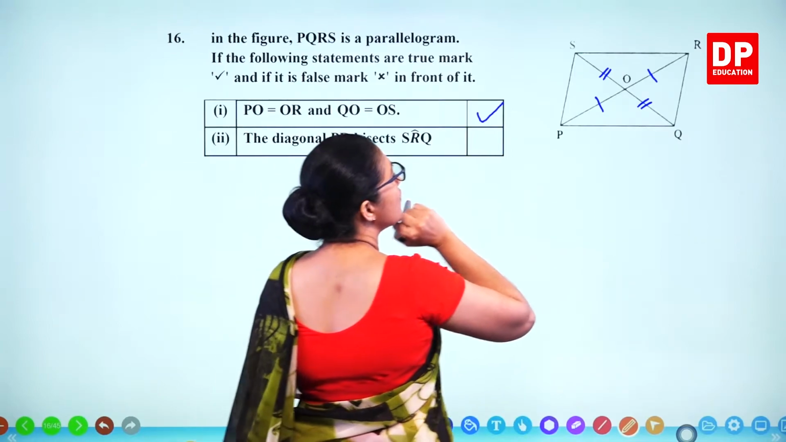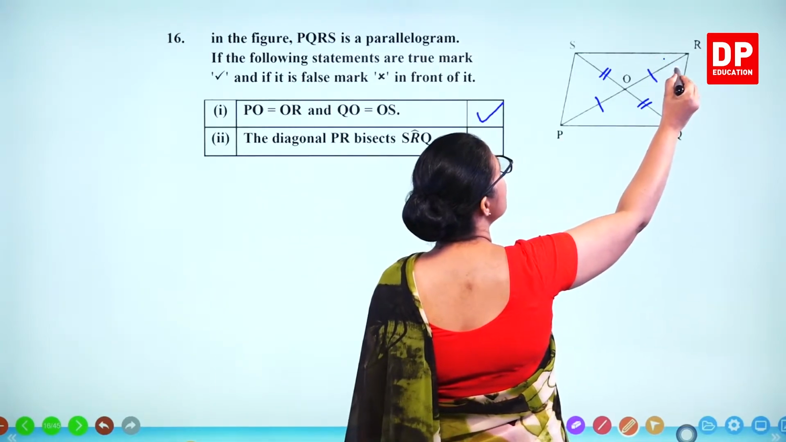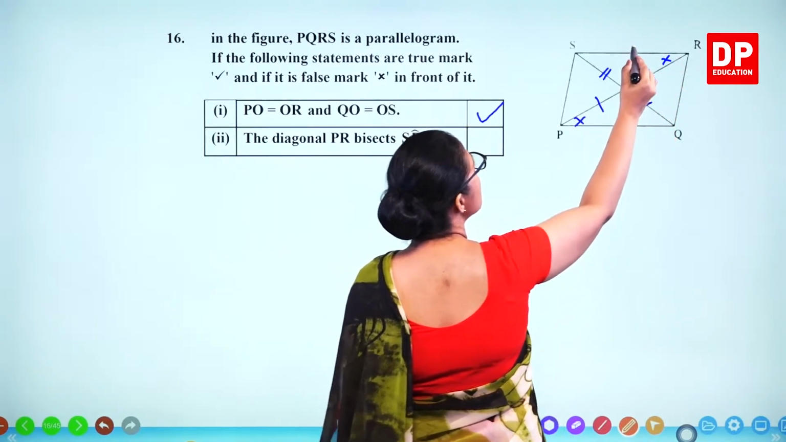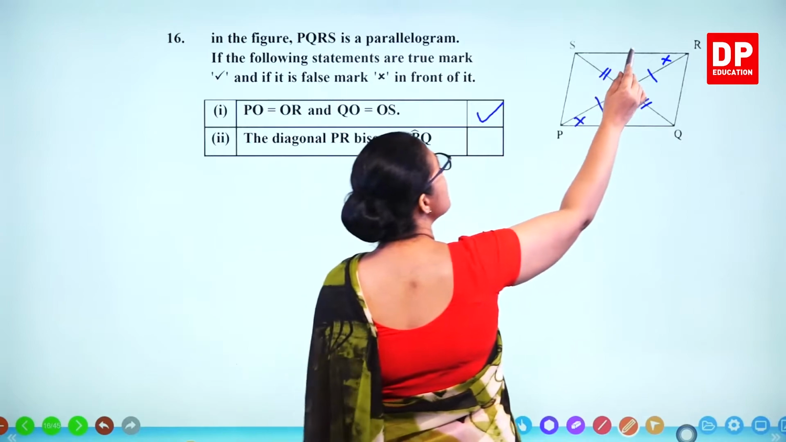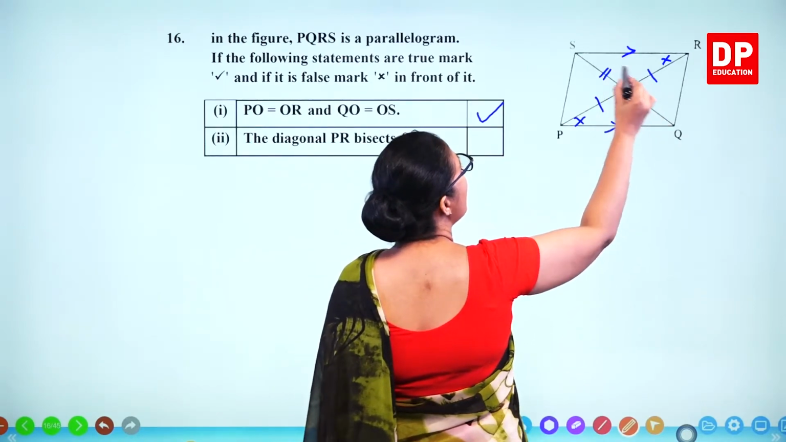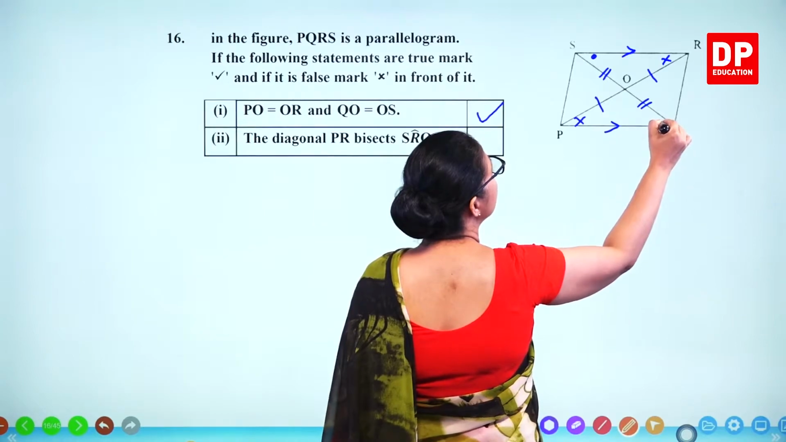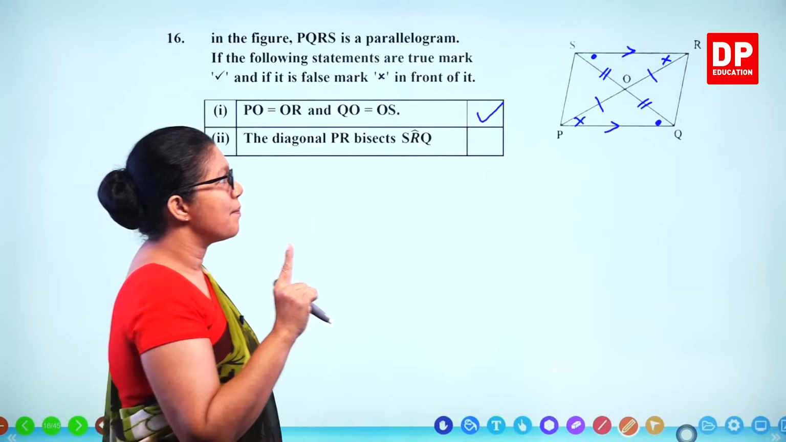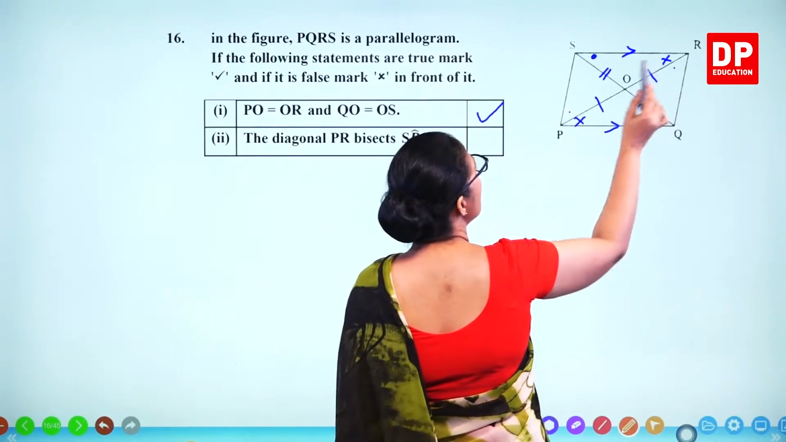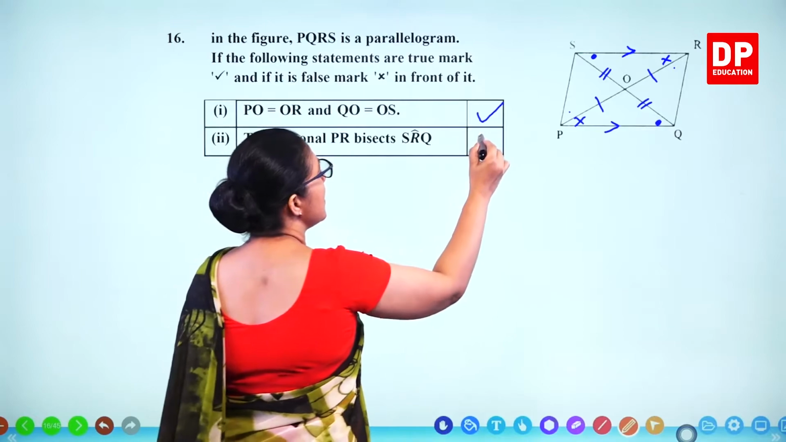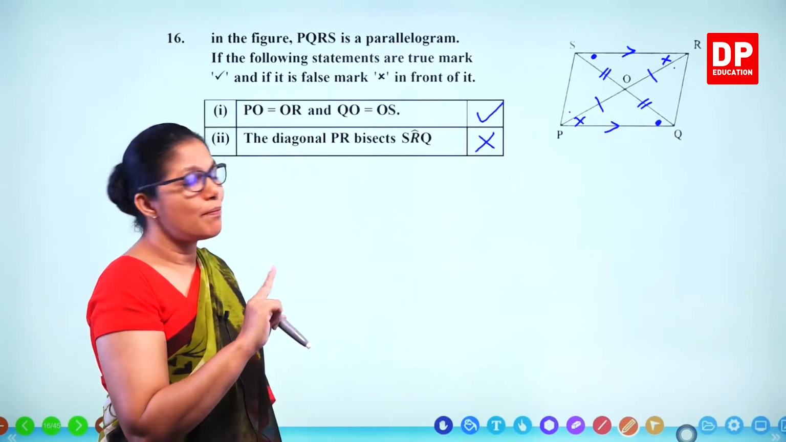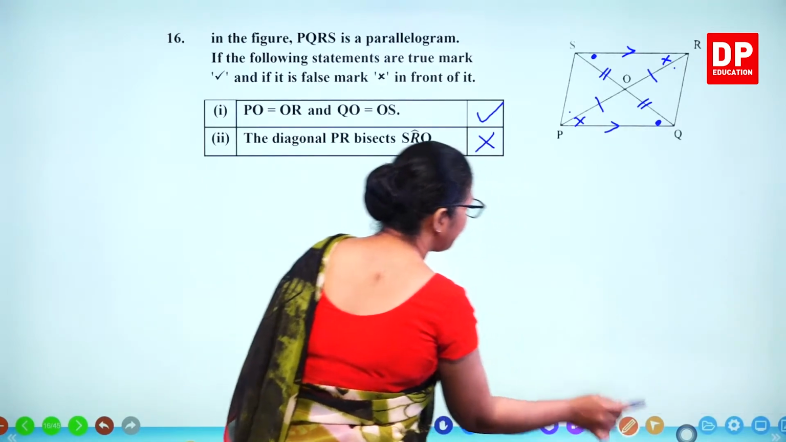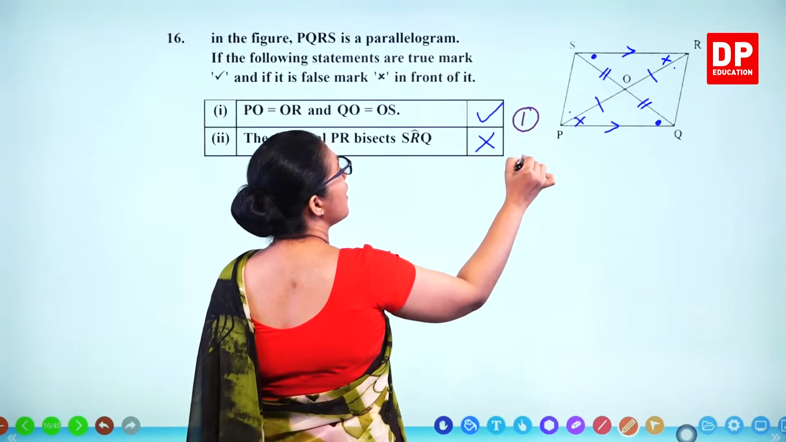The diagonal PR bisects angle SRQ. What do you think? Is this angle equal to this one? That's wrong. This angle is equal to this one because these two opposite lines are parallel. And this one is the same as this one. And those two angles are not the same. So you can't say the angle is bisected by the diagonal. That's wrong. So 2 marks for that. We'll give 1 mark and 1 mark.